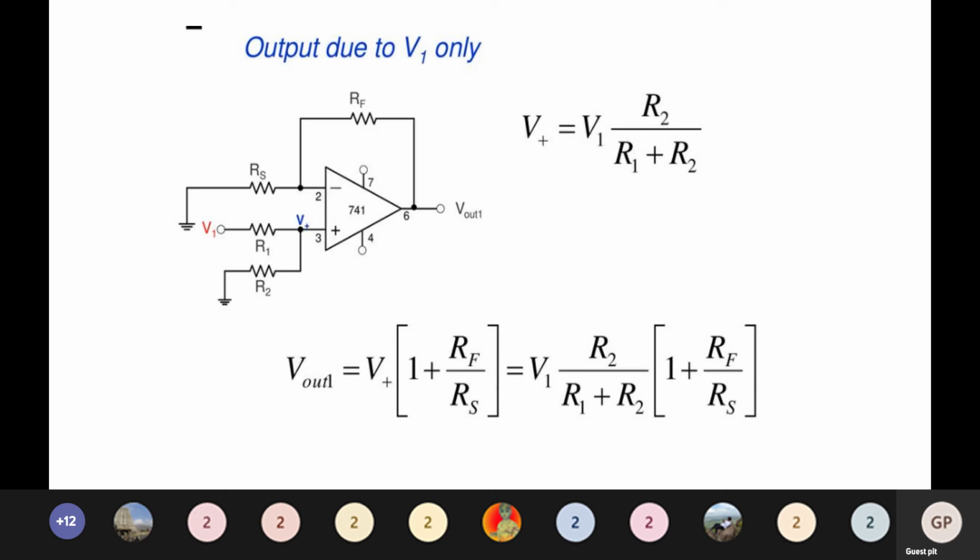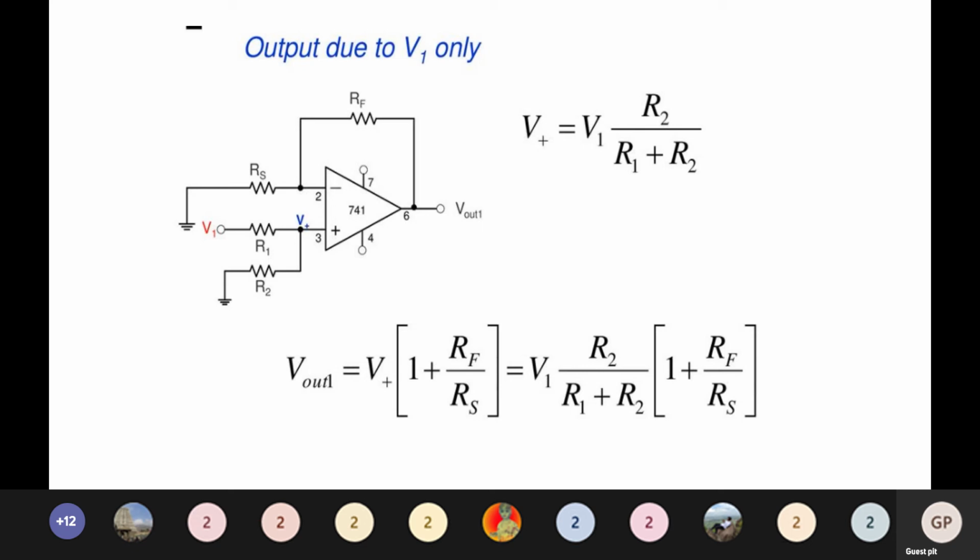To find the output of this circuit, if I find the voltage at this point, then it looks like a non-inverting amplifier and I can write the final expression. So first I should find the potential at the non-inverting terminal. Using the voltage divider rule, the voltage across resistor R2 is the total voltage times R2 divided by the total resistance R1 plus R2. The voltage at the non-inverting terminal, V plus, is equal to V1 times R2 divided by R1 plus R2.